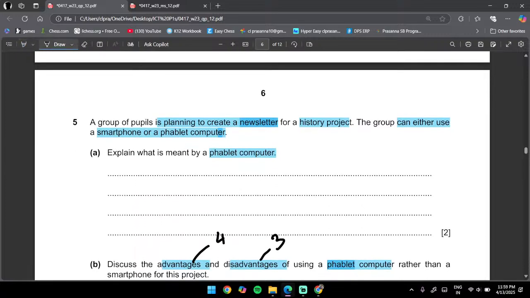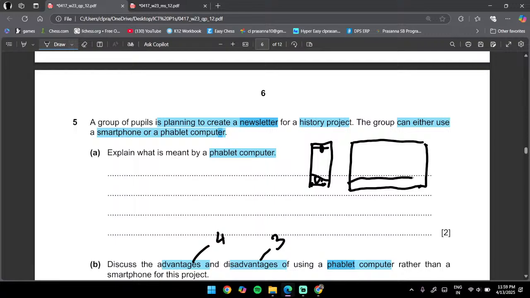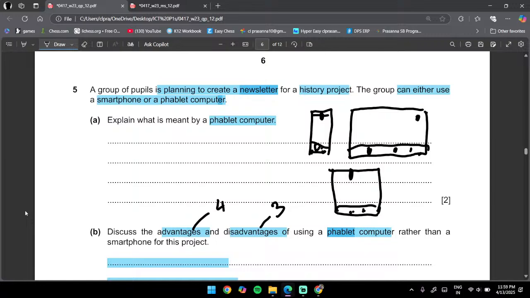Okay, so let's say if a smartphone is this big, right? I'm not going to draw the details in the camera, and this is how big I guess a tablet is. Then a phablet would be around this much. So its size is between a tablet and a smartphone.